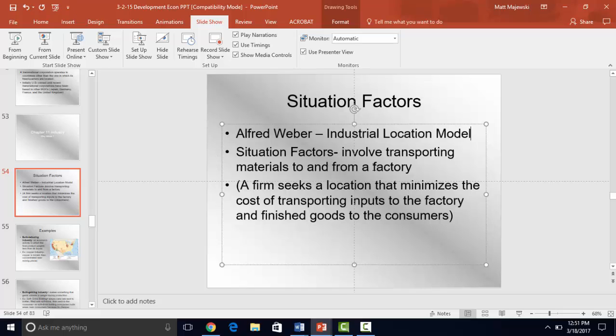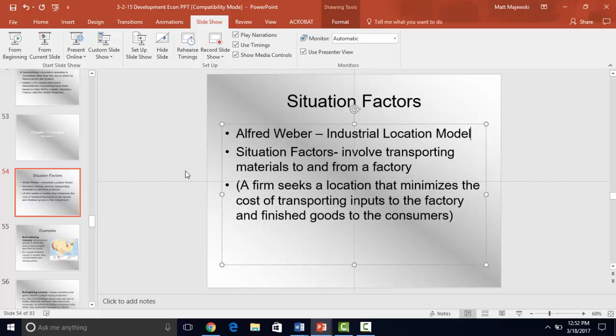And what's going to determine that? Well, he said the cost of either transporting the raw materials to the factory, or the cost of transporting the finished product to the market. If the former is larger, if it costs more to transport the raw materials to the factory than it does to transport the finished product to the market, then the business needs to locate closer to the raw materials.